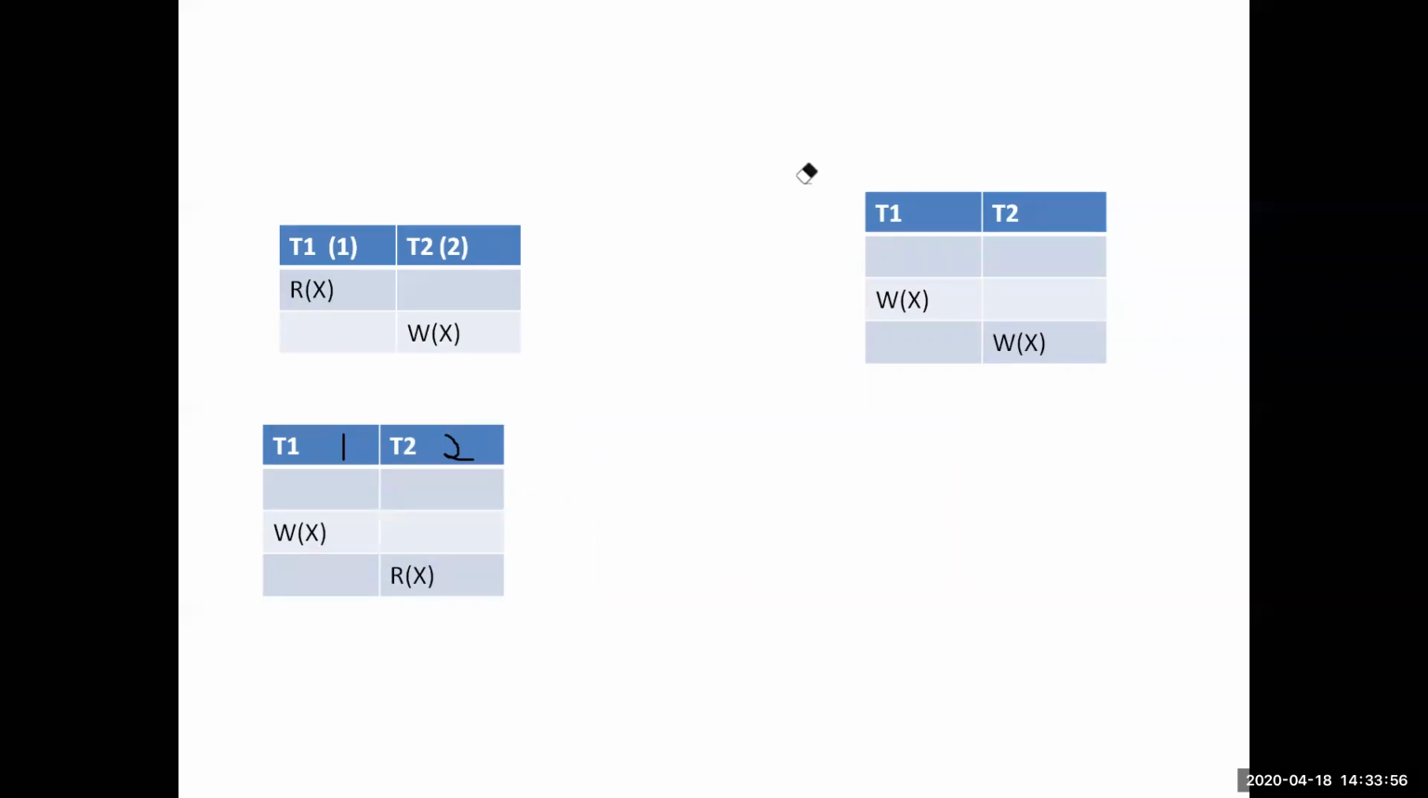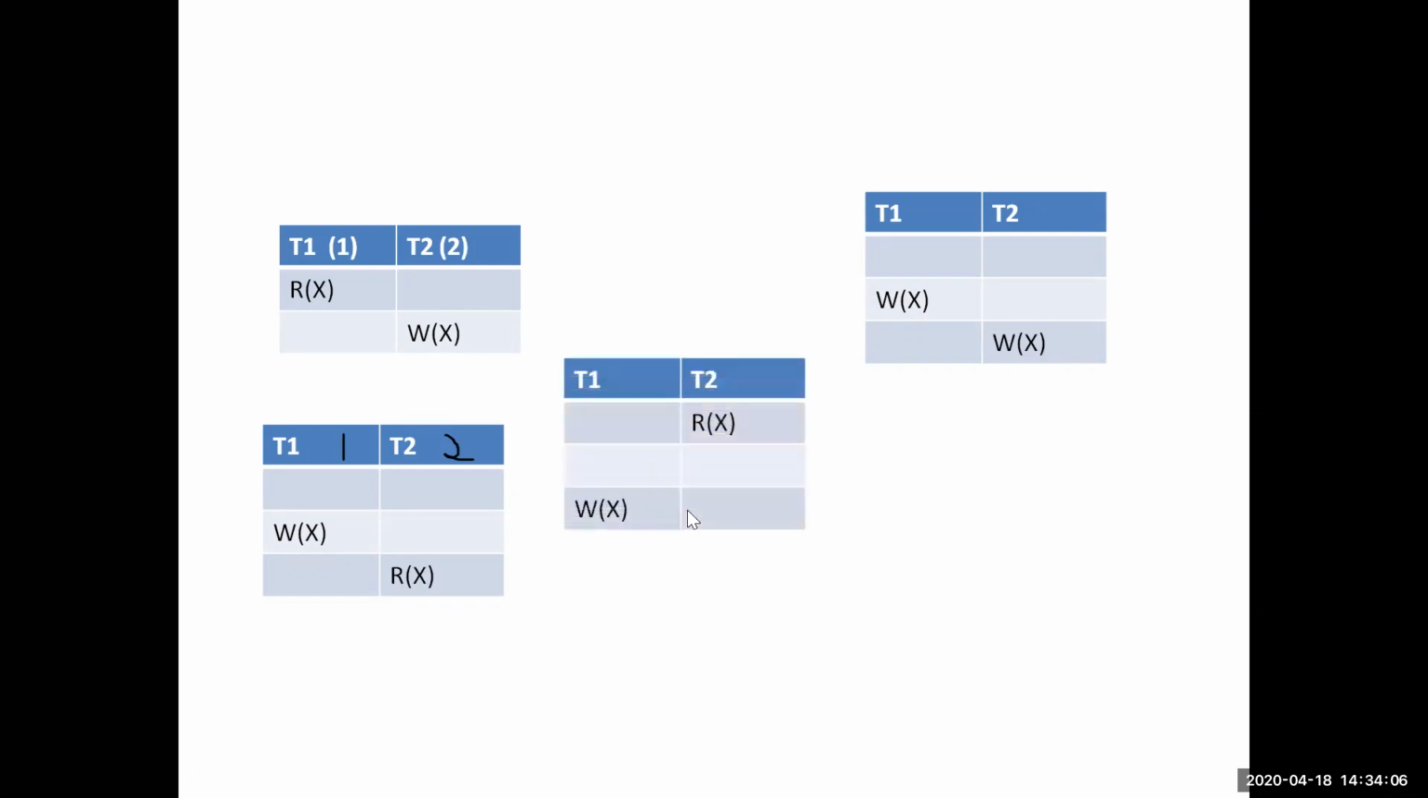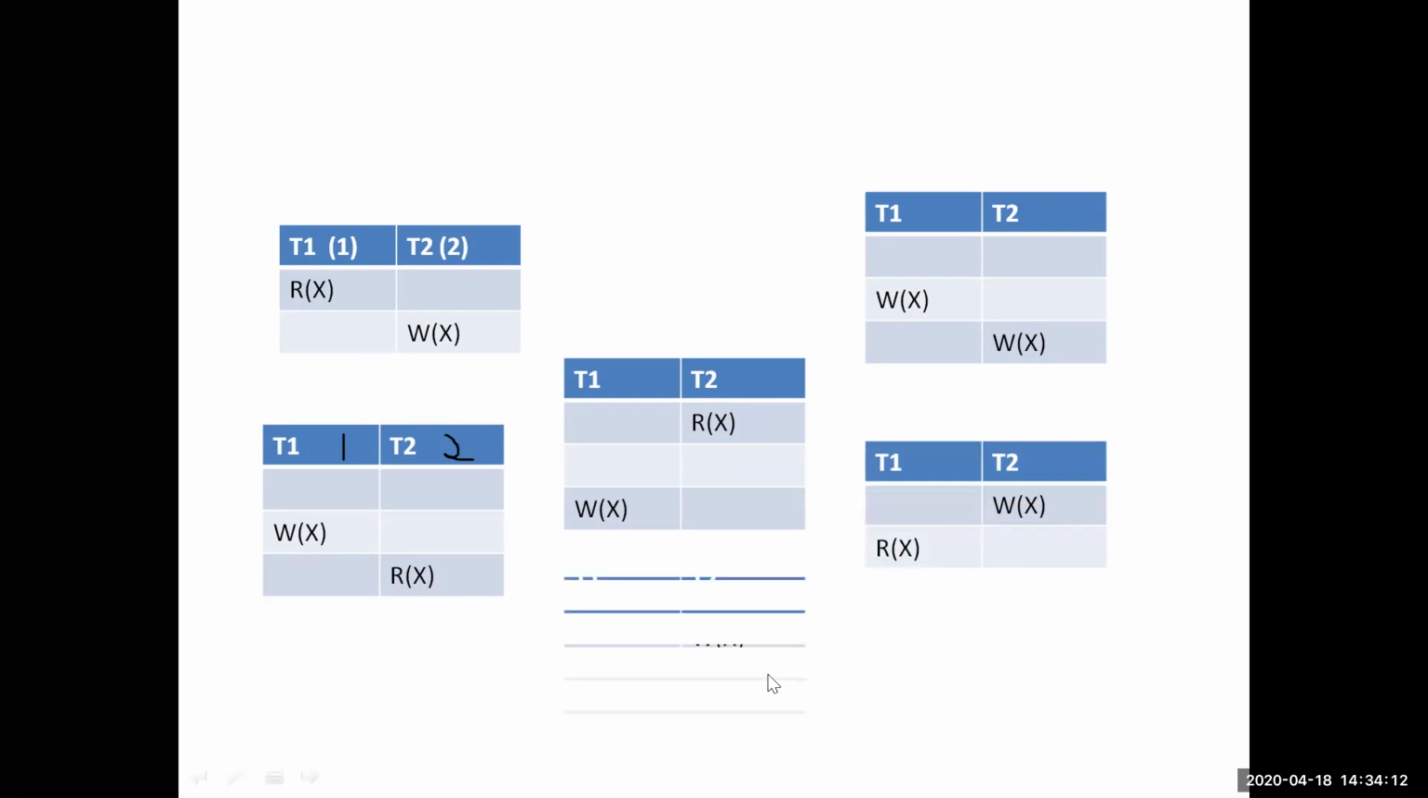Now we have seen the example where T1 comes first, then T2. Now we'll check the reverse case as well, where T2 comes first and then T1. We'll verify any one condition out of these in the same way.